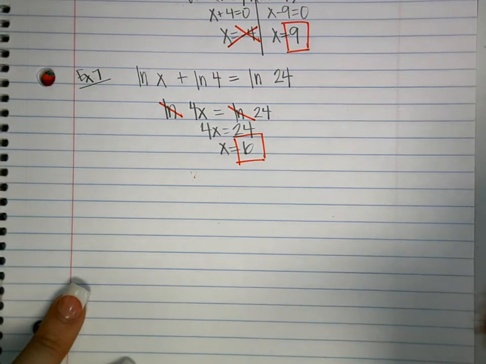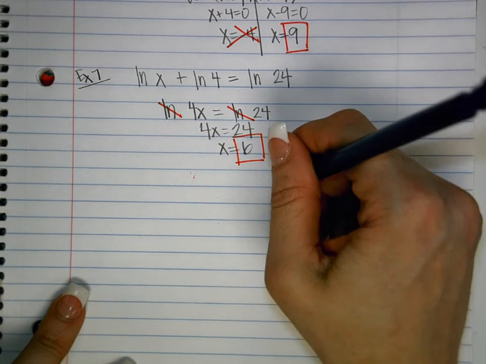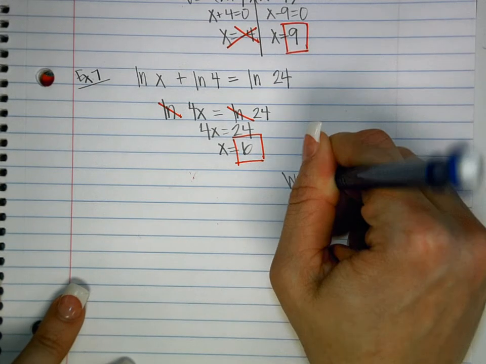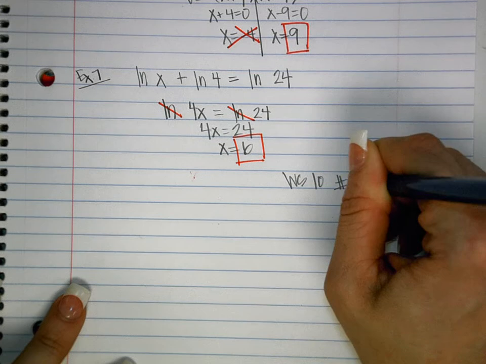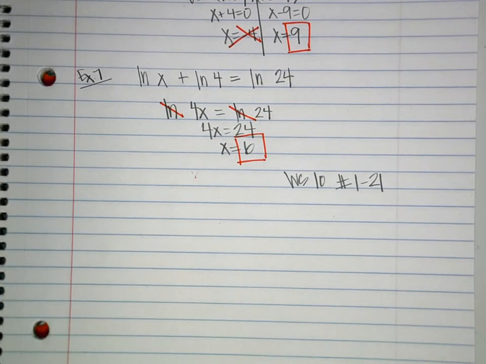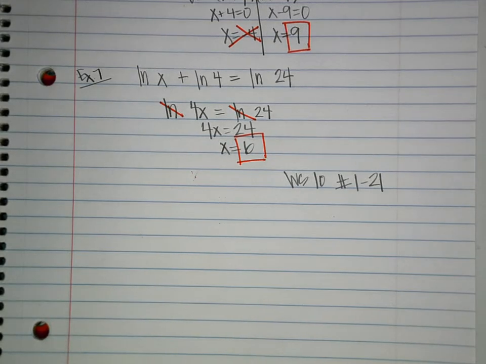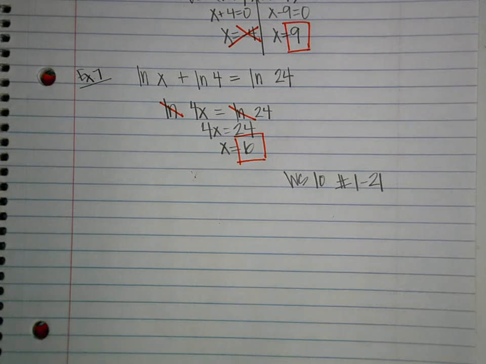Your assignment for this one is going to be worksheet 10, and you are doing numbers 1 through 21. I'm going to give you plenty of time to work on both of these assignments, and I expect them all to be done before the end of the period today.